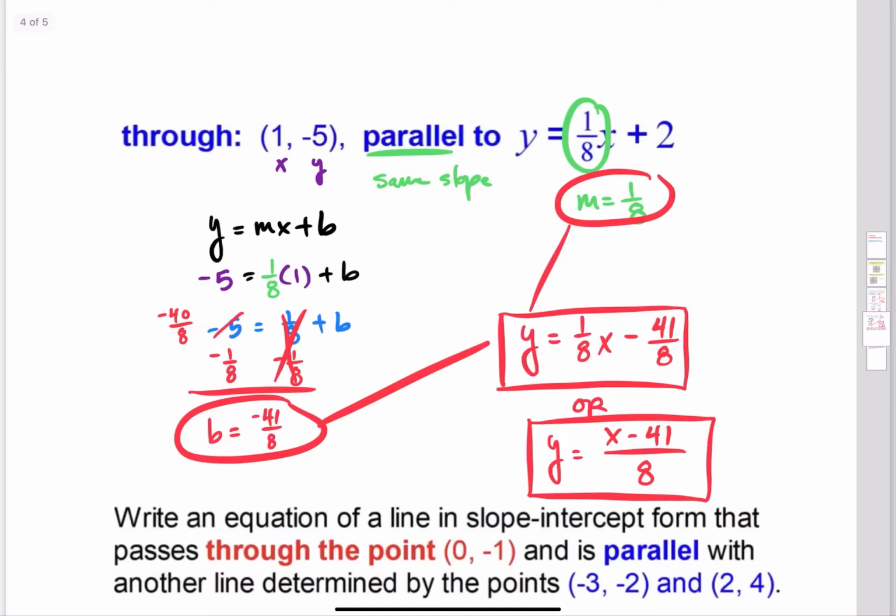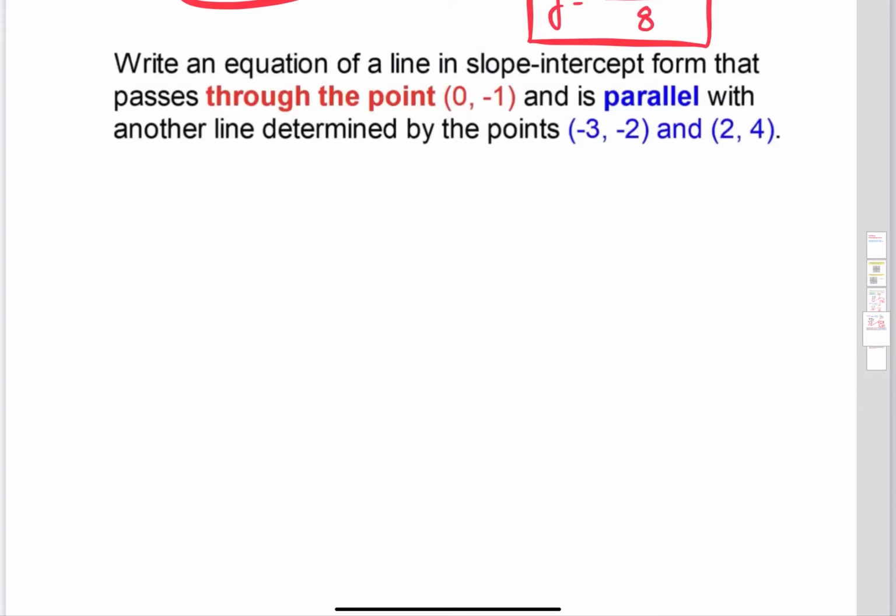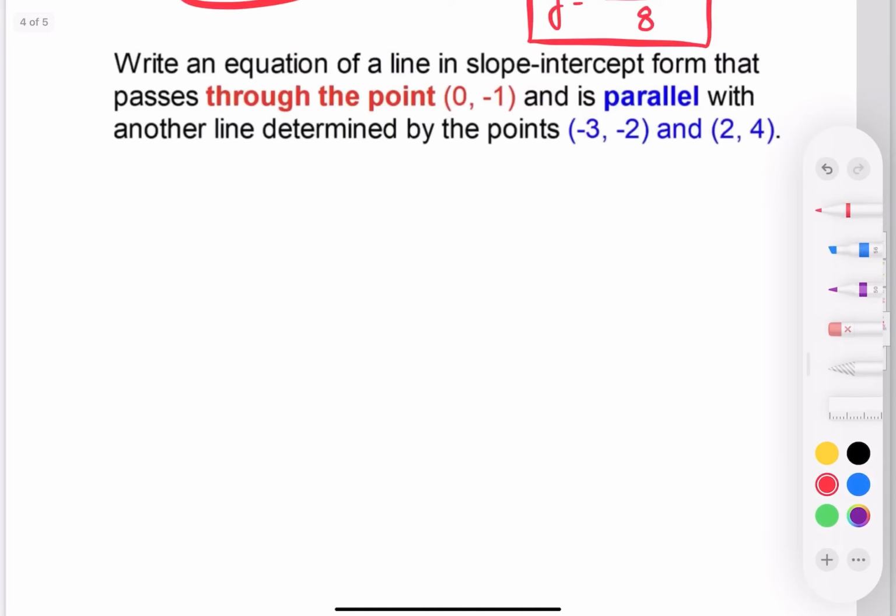All right, this next problem is a little bit different here. It says that we want to write out an equation of a line in slope-intercept form that passes through the point 0, negative 1, and is also parallel with another line determined by the points negative 3, negative 2, and 2, 4. So that negative 3, negative 2, and that 2, 4 is going to create one line, and my second line must be parallel to that line. And yet at the same time, again, it has to go through the point 0, negative 1.